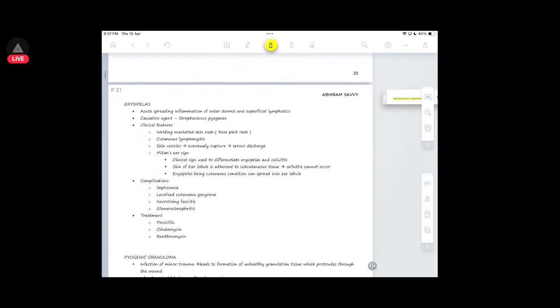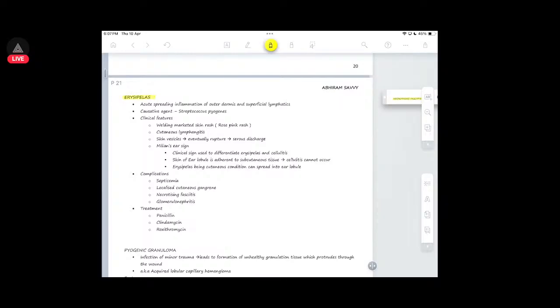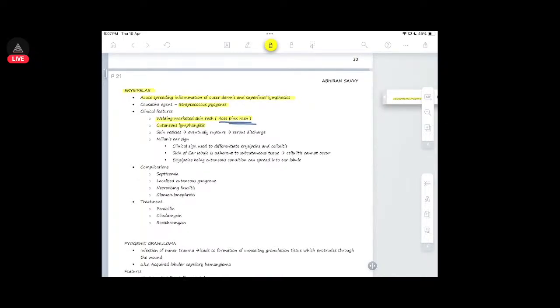Okay. Then moving on, we have erysipelas, which is an actively spreading inflammation of the outer dermis and superficial lymphatics. It is caused by Streptococcus pyogenes. So clinical features: you have a well-demarcated skin rash, which is a rose pink rash, and you have cutaneous lymphangitis. So the outer dermis is involved, and the superficial lymphatics are involved. Skin vesicles will occur, which eventually rupture and give out a serous drainage.